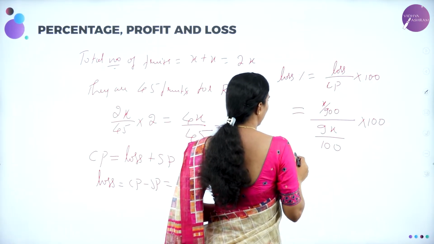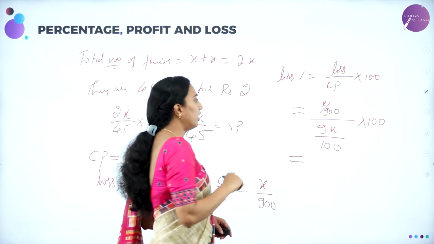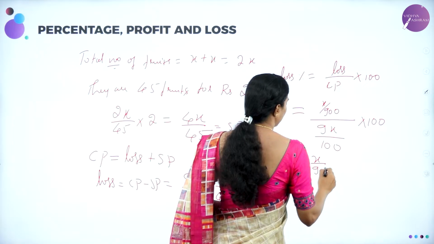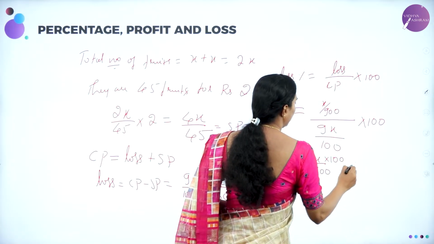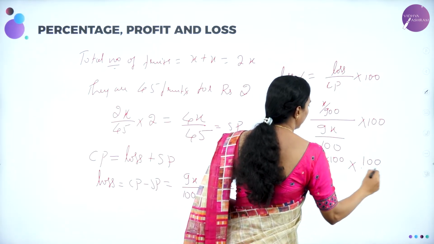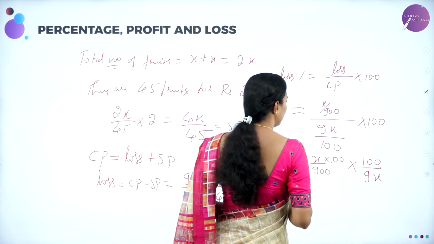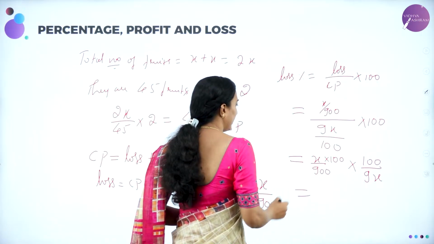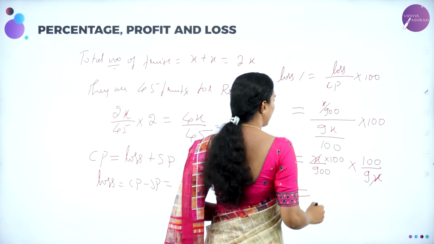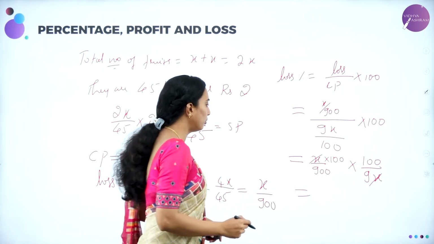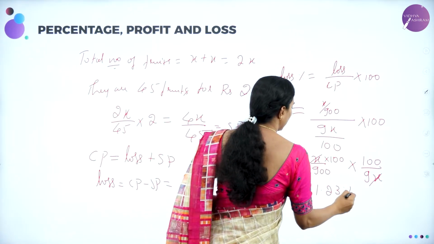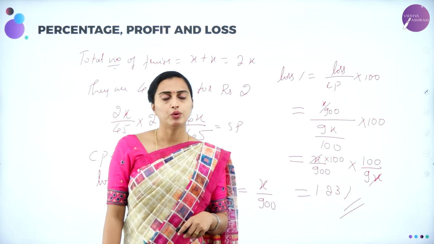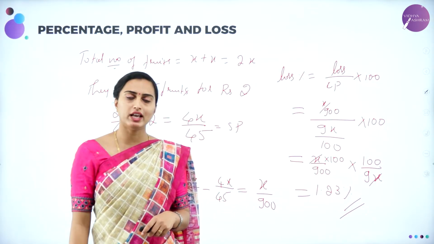So which will be equal to, you are going to have the answer x divided by 900 into 100 into 100 divided by 9x. So here x will get cancelled. You are going to have the answer equal to 1.23%. This is your loss percentage they have asked you to calculate. I hope you understood this problem. We'll move on to the next one.